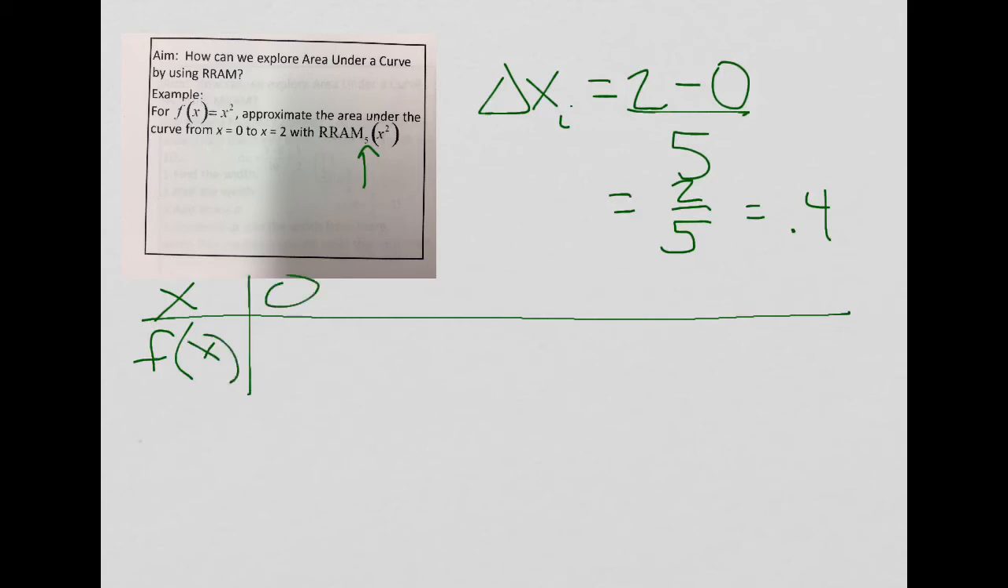So we're starting at 0. We're going to end at 2. And this time we're going to add 0.4. So if we add 0.4 to 0, we have 0.4. We add 0.4 to 0.4, we get 0.8.